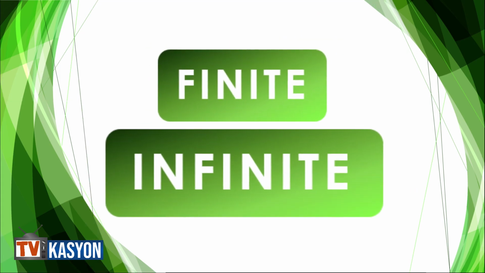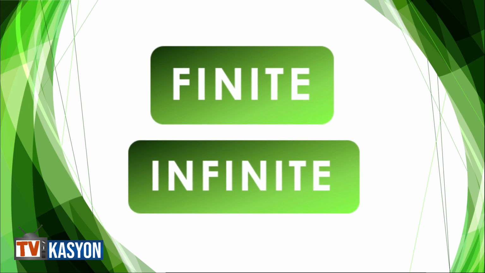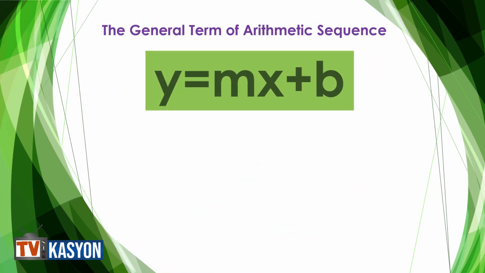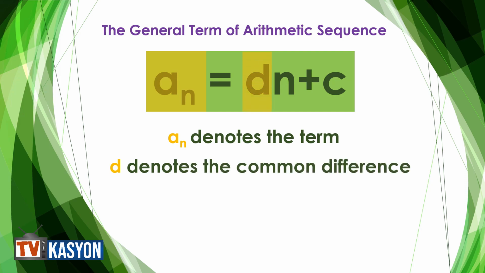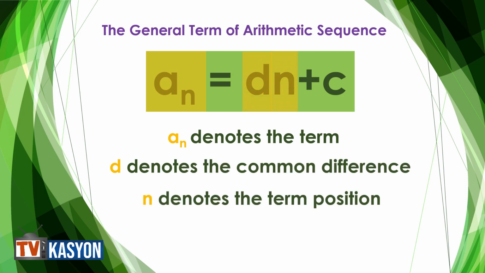Remember that a sequence could either be finite or infinite. So now, it is time to generate or write a general term of the given arithmetic sequence. An arithmetic sequence is actually a linear function y equals mx plus b. But instead of using this form, we will use a sub n equals dn plus c, where a sub n denotes the term, d denotes the common difference, n denotes the term position, and c denotes the constant.